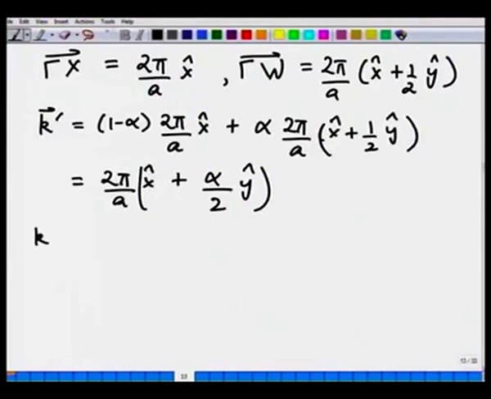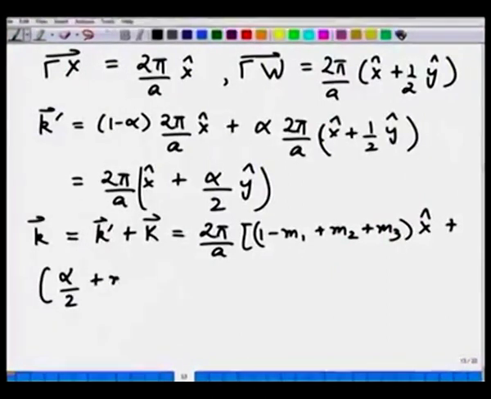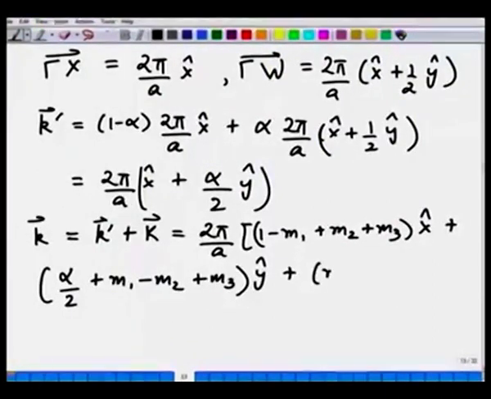And therefore, I can now write the k vector. This k vector is then equal to k prime plus the k vector, and since the k vector we already know, we can add it up and you will get 2 pi by a times (1 minus m1 plus m2 plus m3) x hat, plus (alpha by 2 plus m1 minus m2 plus m3) y hat, plus (m1 plus m2 minus m3) z hat as this vector.